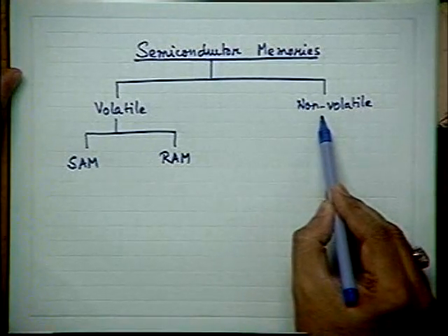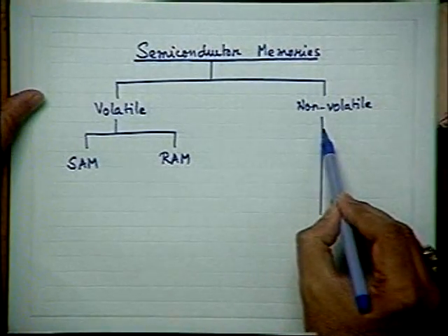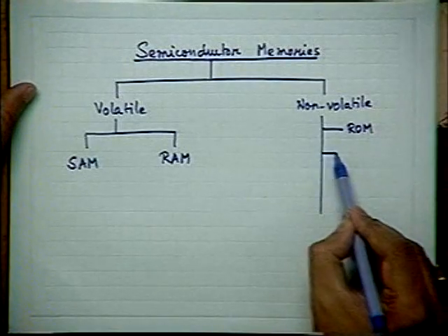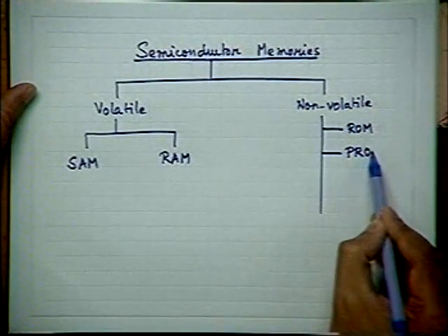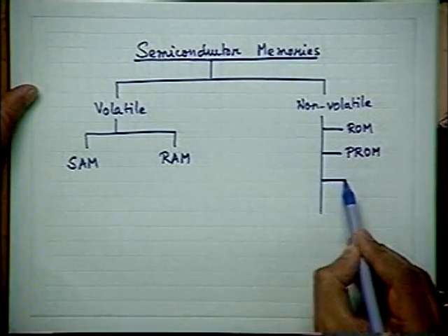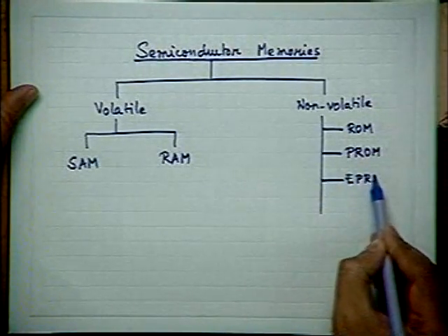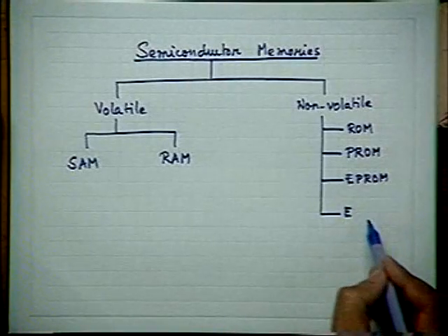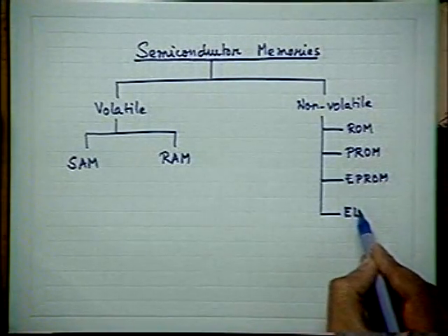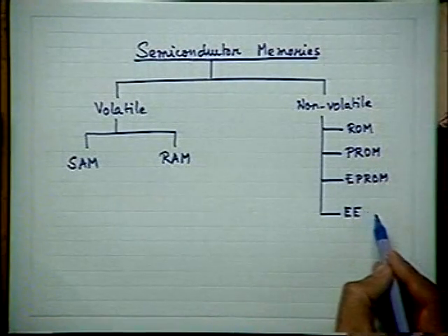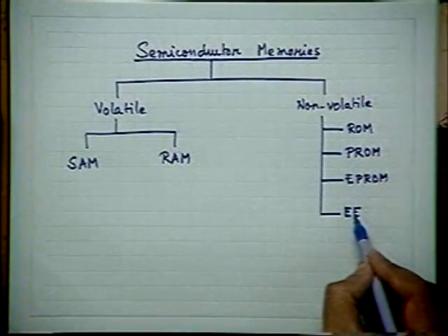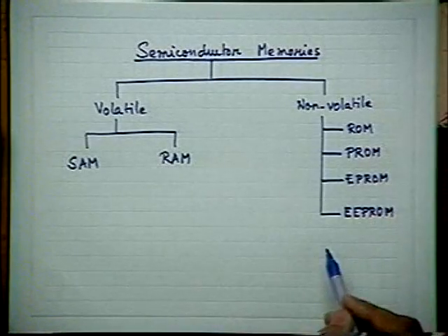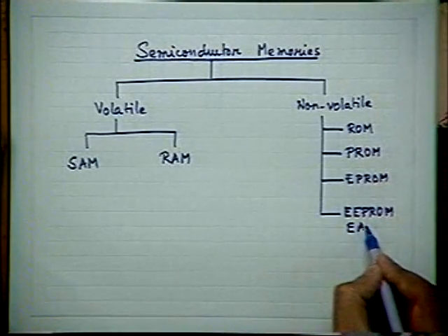Whereas for non-volatile memories, there are many versions. One is called simple ROM. The other is called PROM. Then electrically programmable ROM. And then I think you know the electrically erasable programmable ROM, EEPROM, sometimes also called electrically alterable ROM.